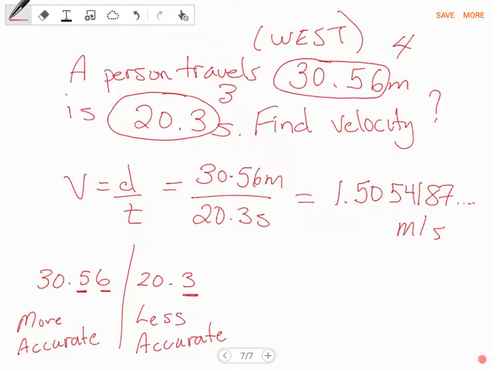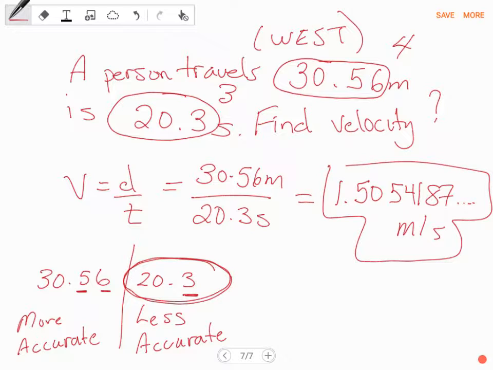Now, what I would like everyone to do is, this is the simple rule that will carry you through this course. When you look into your question, you try to find the piece of data given to you that has the least amount of significant digits. So in this case, it's 20.3. That means that our answer must be written properly into 3 significant digits.